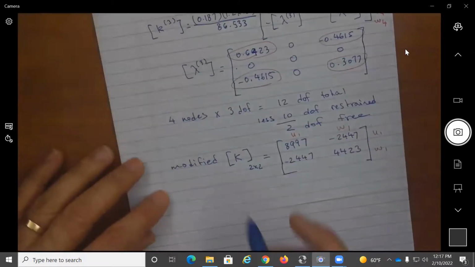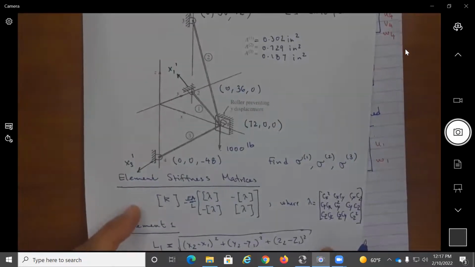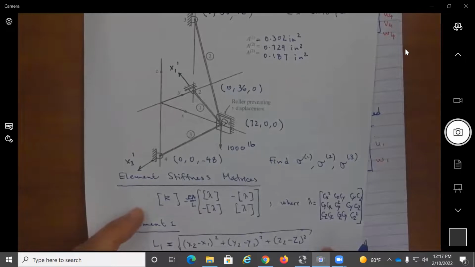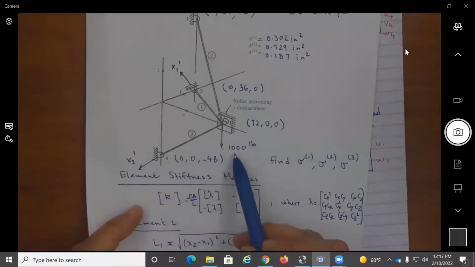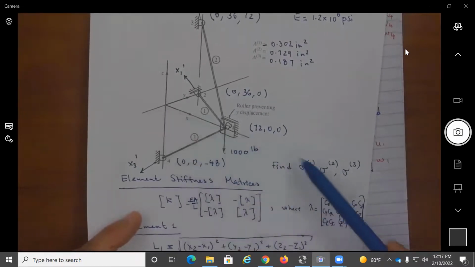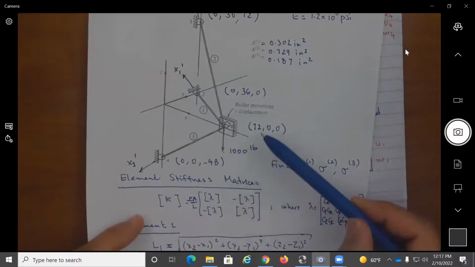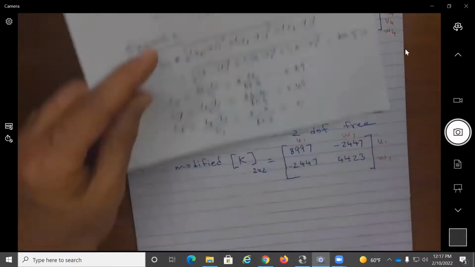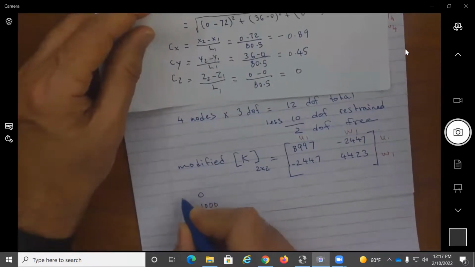Okay, so the modified equation, if I look at my structure here, what are the external forces corresponding to U1 and W1? So, yeah, 0 first, right? Because U is in the X direction. So I don't have any external forces applied in the X direction. So I'm going to start with a 0 followed by a minus 1,000. So when I'm writing my modified equation, I'm going to have a 0 and a minus 1,000.